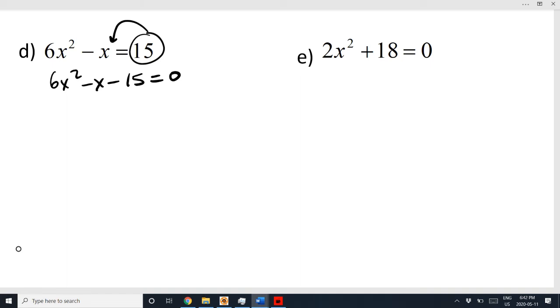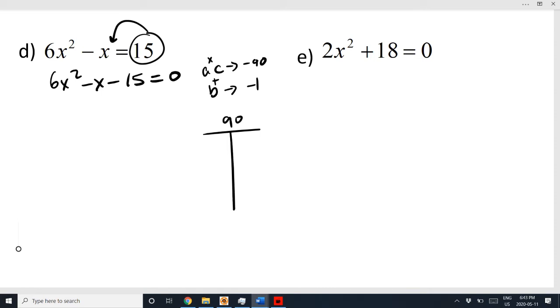And now we have to see if we can factor this. We know a times c is going to be 6 times negative 15, which is negative 90. And our two numbers have to add up to b, which is negative 1. So two numbers that multiply to negative 90, but add up to negative 1. If you can't think of it right away, we can go through all our multiples of 90.